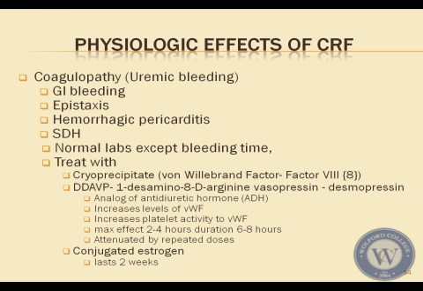The max effect usually is 2 to 4 hours, with a duration of 6 to 8 hours. And it's attenuated by repeated doses, so you shouldn't be giving that if you can avoid it. And the other thing you can also consider giving is conjugated estrogens, which can last up to 2 weeks to help reverse some of the uremic bleeding symptoms that you see.